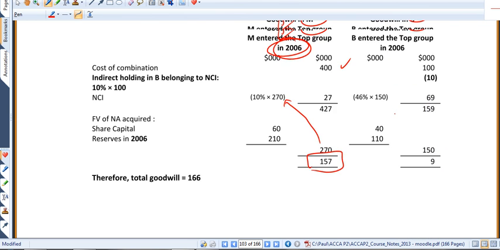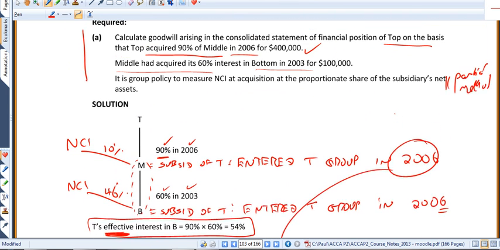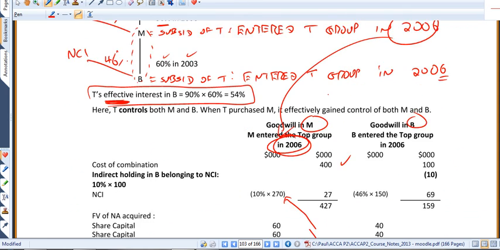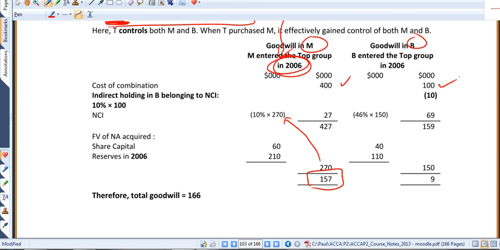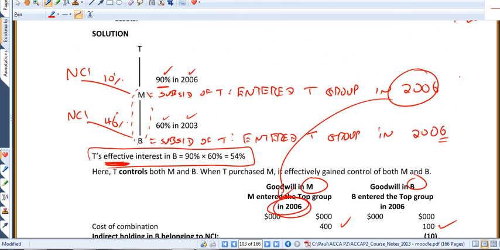What about bottom? Well, when we bought bottom, and of course we didn't actually buy bottom, it was middle that bought bottom, and middle paid 100,000. So middle paid 100,000. But let's just pause here for a moment. Everything we're doing here needs to be from top's perspective. And don't forget that we don't actually own bottom.